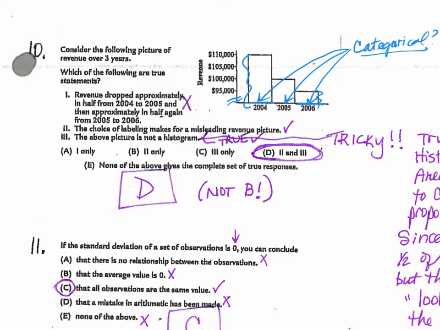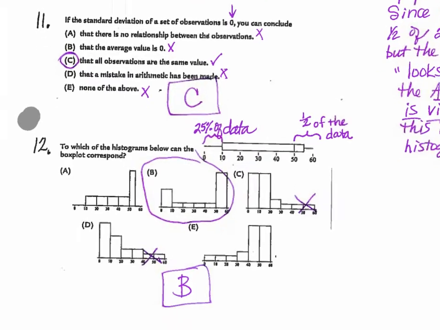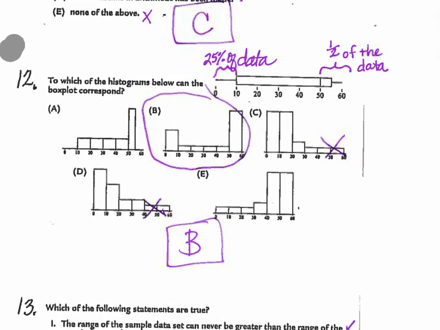Okay, moving on. Number 11 is C, because all the pieces of data must have the same value to have a standard deviation of 0. And let's look at why number 12 is B. First of all, this is half of the data.